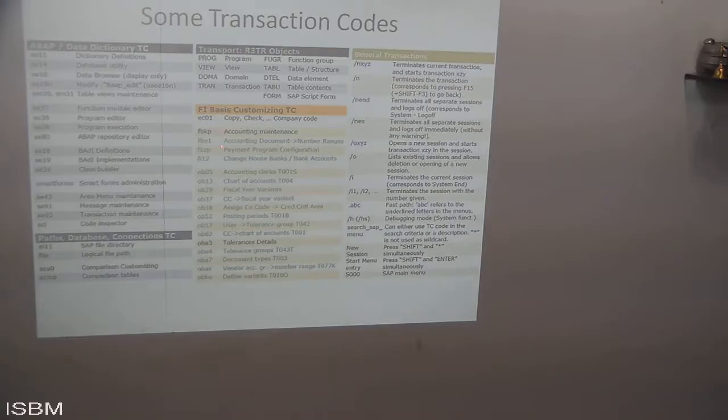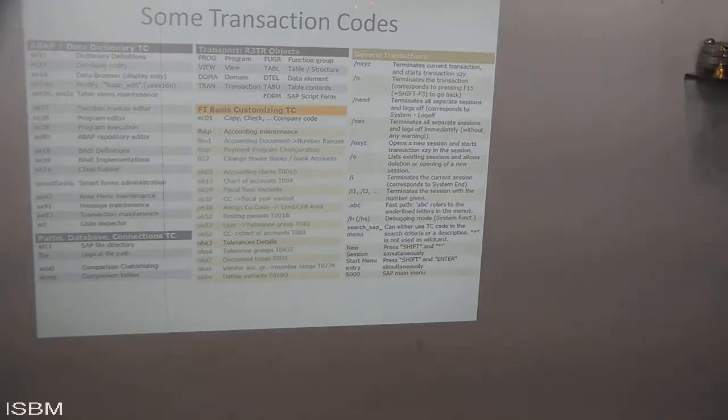Then some basic FI transaction codes. EC01 copy check and company code. FKBP accounting maintenance, FBN1 accounting document number ranges, FBZP payment program, FI12 change house banks and bank accounts, OB05 accounting clerk, OB13 chart of accounts, OB29 financial variant, OB37 financial variant, OB38 assigned company code, OB52 posting period, OB57 user tolerance group, OB62 CC chart of accounts, OBA3 tolerance details, OBA4 tolerance group, OBA7 document types, OBAS vendor account, OBBO defined.